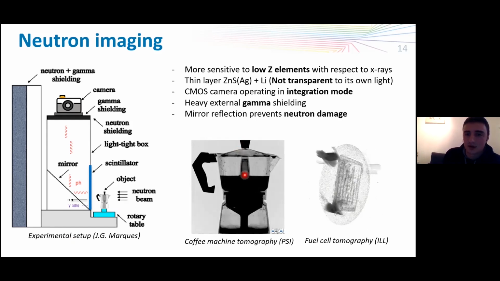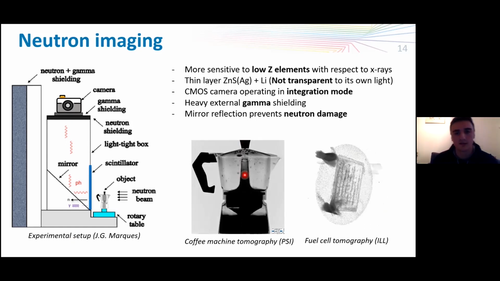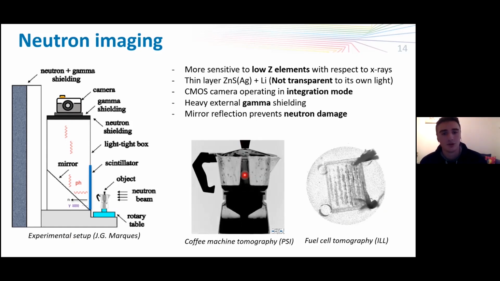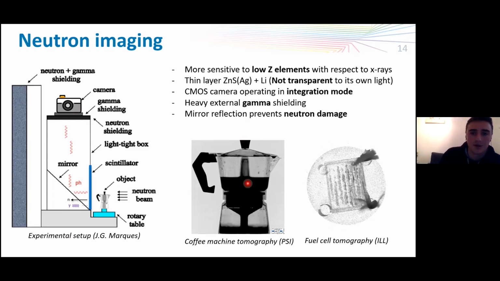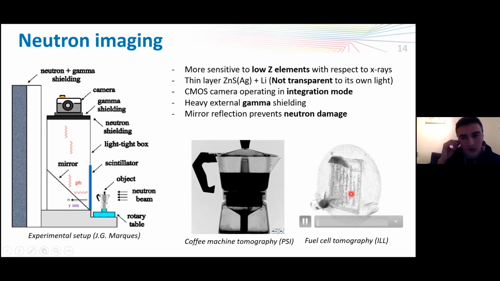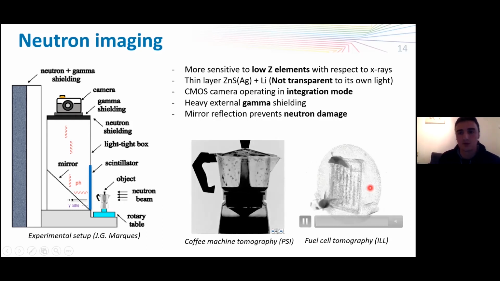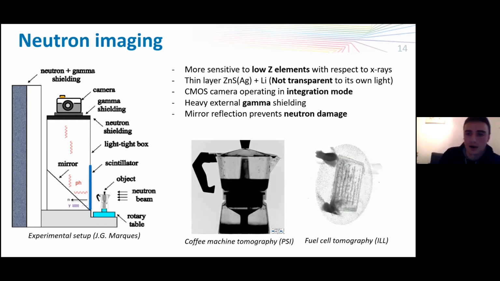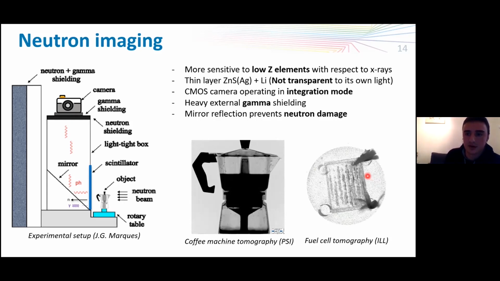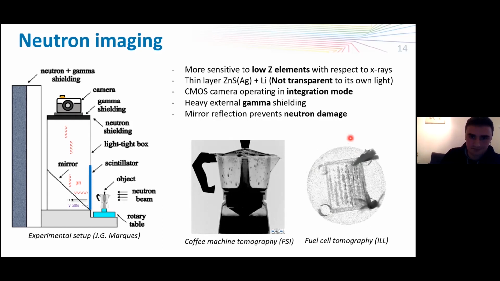So this is a very interesting industrial application that gets some attention in the internal combustion engine industry, and at the ILL, it has led to the development of some fuel cell tomographies in order to try and investigate the recombination of hydrogen and oxygen inside of these very cutting-edge energy devices.